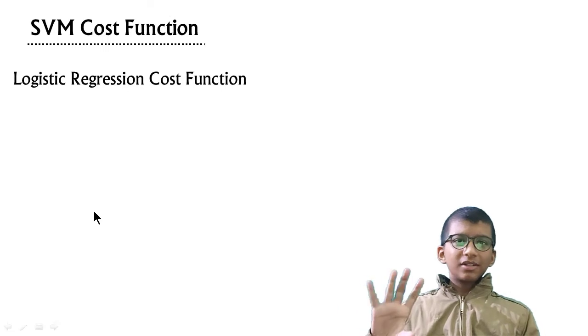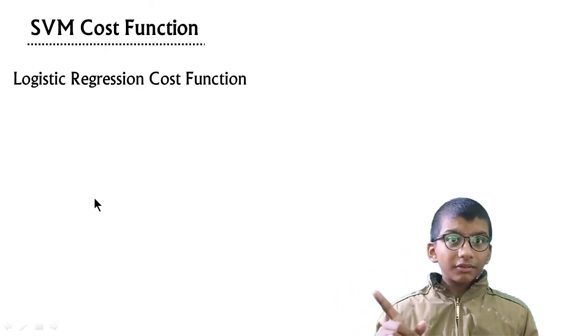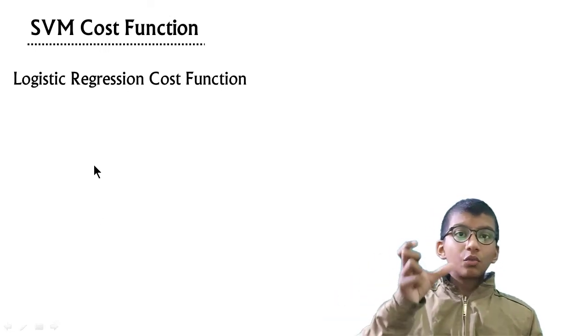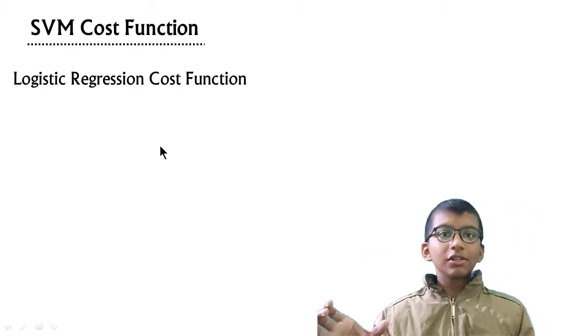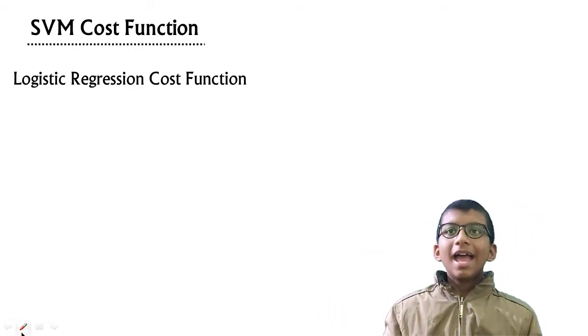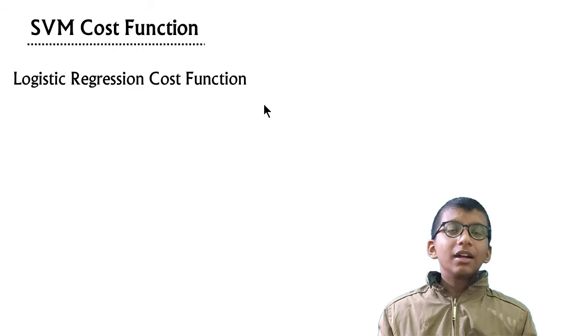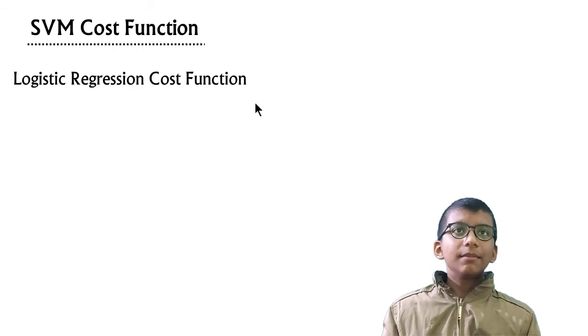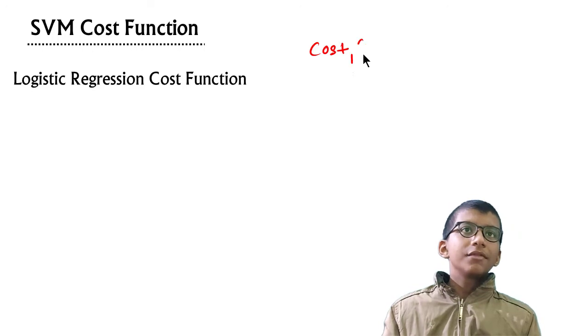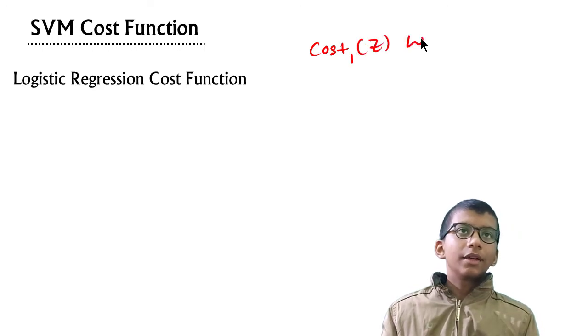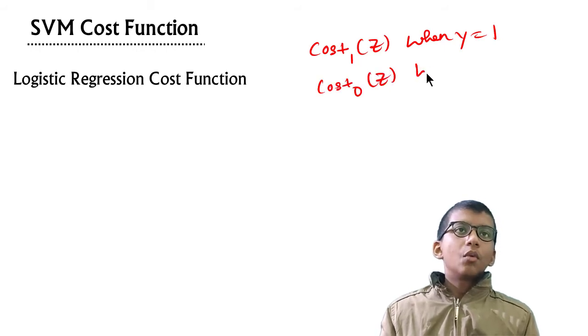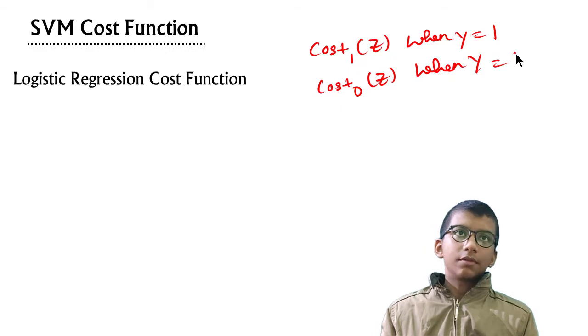Now we have talked about the data. Again, in logistic regression, if y equals 1 we have this equation, and if y equals 0 we have this equation. And in SVM, we are given the cost 1 of z when y equals 1, and cost 0 of z when y equals 0.